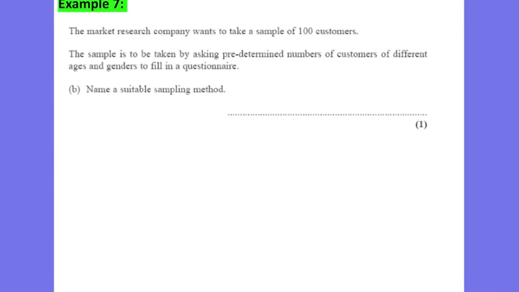In question 7, it states that a market research company wants to take a sample of 100 customers. The sample is to be taken by asking predetermined numbers of customers in different ages, genders, to fill in a questionnaire. Name a suitable sampling method. This is a quota. Quota sampling, because it's a predetermined number based on ages and genders.